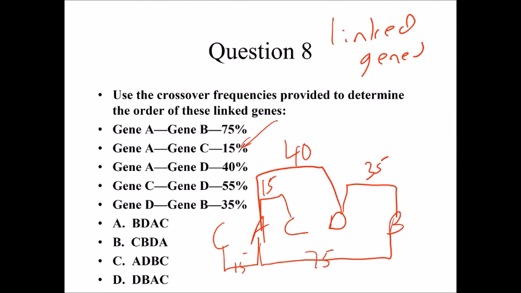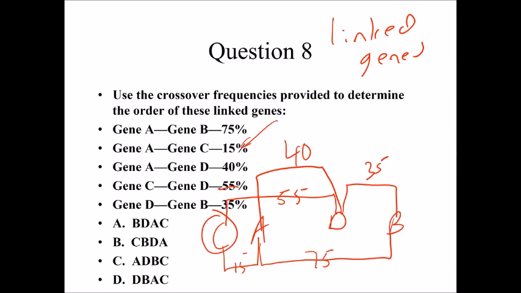Well, now we can compare C to D to determine if C is actually here or if it's here. Notice that C and D cross over 55% of the time. Well, that tells you that C can't be here in the middle, because the crossover between A and D is only 40, but the crossover between A and C is 15. Well, I'm hoping you see that that means that these two should cross over 55% of the time. So what we've just done is we've mapped this chromosome.